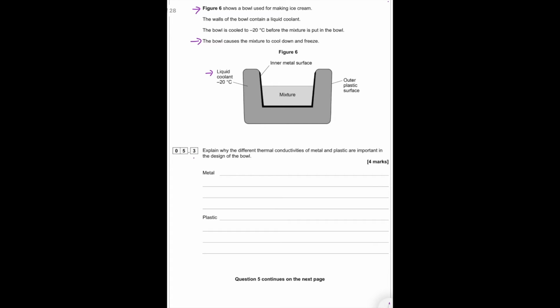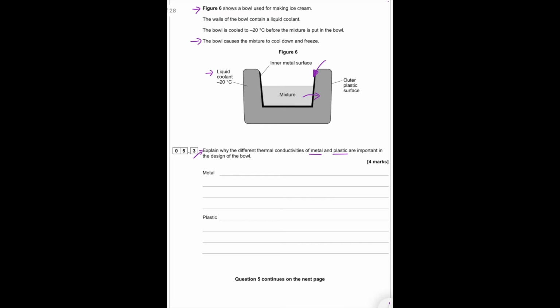So we've got to explain why the different thermal conductivities of the metal and the plastic are important in the design of the bowl. First of all, if we're looking at the metal, this metal here needs to have high thermal conductivity because we want the energy to be transferred at a high rate from the ice cream to the liquid coolant in order for it to freeze and cool down.